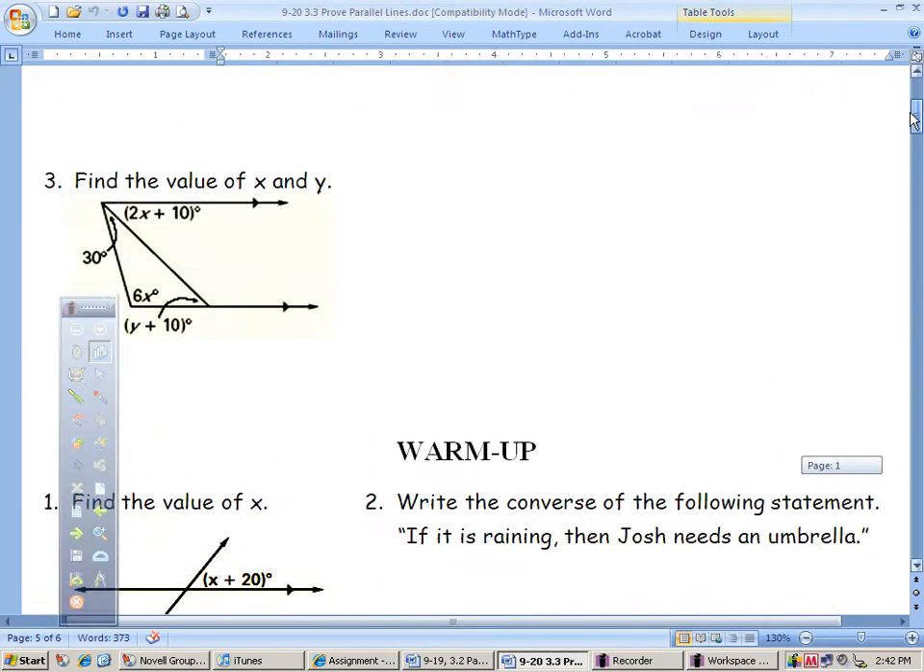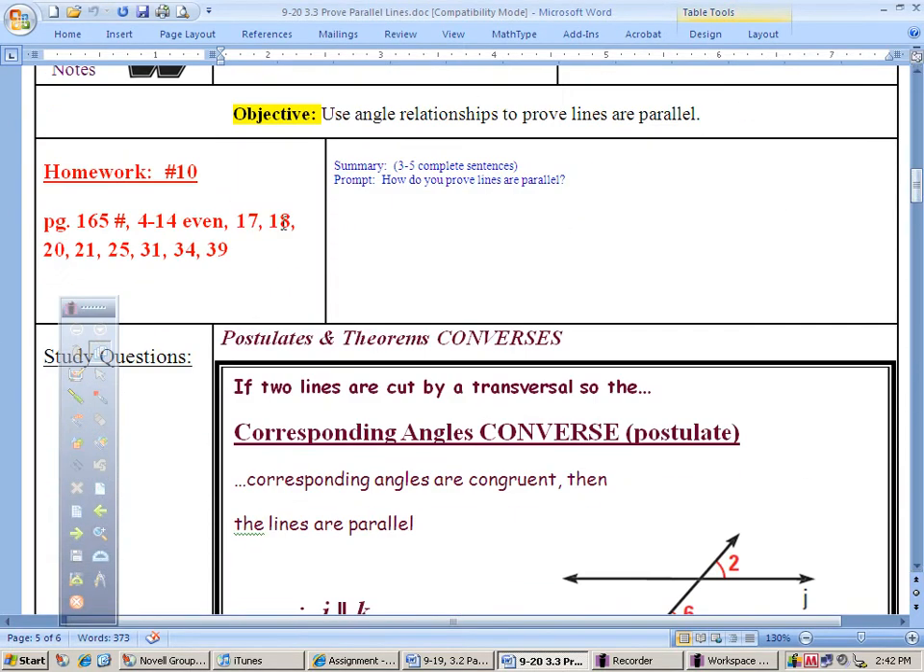And that's it on this sheet of notes. We will work on homework 10 tomorrow in class.